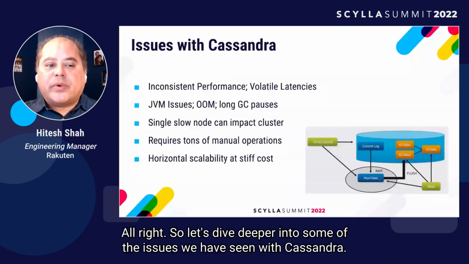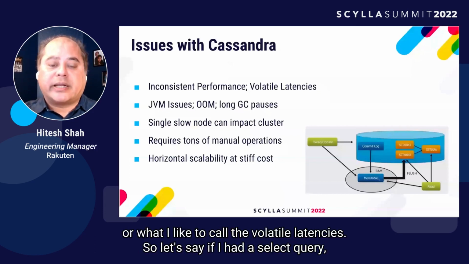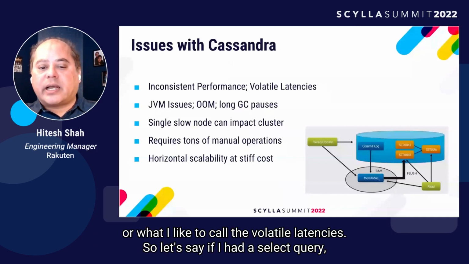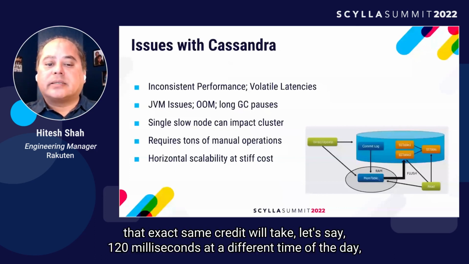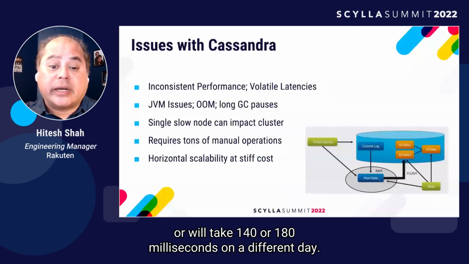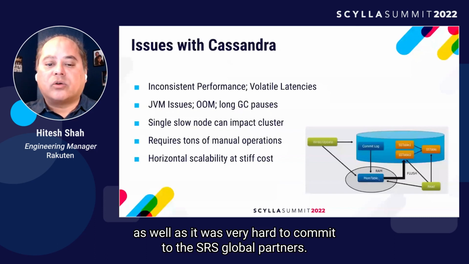All right, so let's dive deeper into some of the issues we have seen with Cassandra. One of the main reasons was the inconsistent performance, or what I like to call the volatile latencies. Let's say I have a select query which returns results in 70 milliseconds. That exact same query will take, let's say, 120 milliseconds at a different time of the day, or could even take 140 or 180 milliseconds on a different day. So it was very hard to predict the performance of the system, as well as very hard to commit to SLAs to our partners.